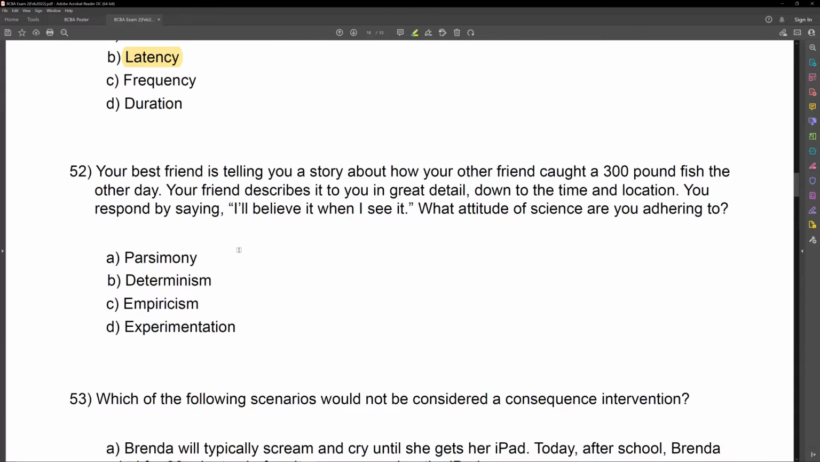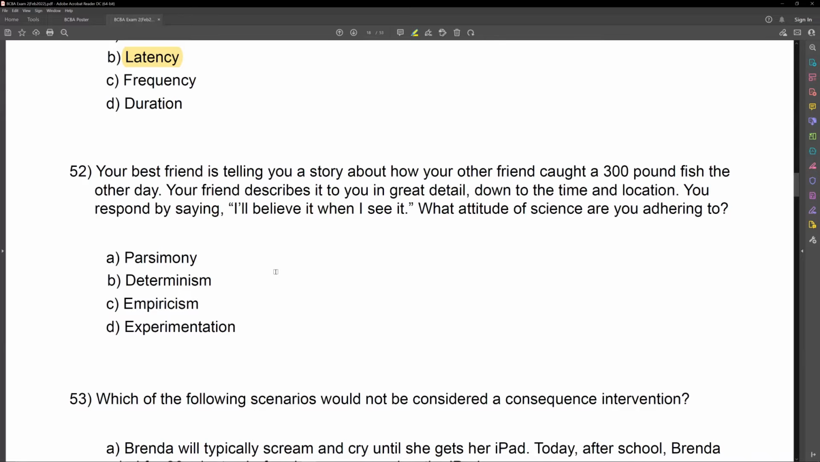So when we're talking about attitudes of science and we're talking about observation, what are we specifically talking about? Are we referencing parsimony? Parsimony is the simplest explanation is the right one. Had you said there's no way you caught a 300-pound fish, you might be using parsimony because the simplest explanation is your friend is lying, right? But instead you say, okay, I'll believe it when I see it. So when I observe it, I'll believe it. So we're looking at observation here.